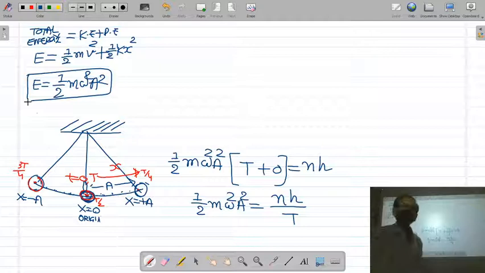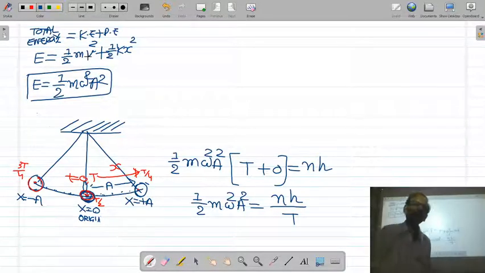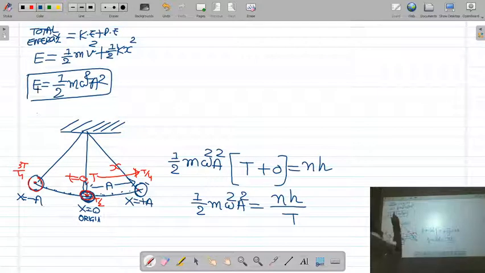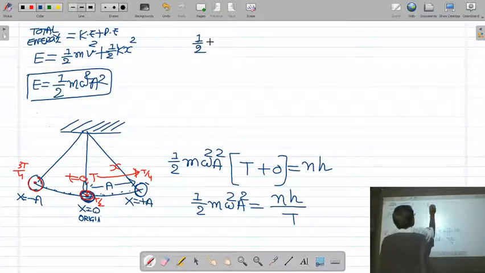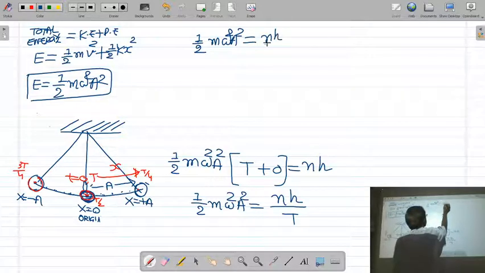So the total energy of the oscillator is the sum of kinetic energy, half mv square, plus potential energy, half kx square. You can do this small homework by substituting the values. The displacement of the oscillator is a sin omega t, so its square will be a square sin square omega t. The velocity is a omega cos omega t, that is dx by dt, so its square will be a square omega square cos square omega t. Then cos square omega t plus sin square omega t is 1. So the total energy of the oscillator comes to 1 by 2 m omega square a square. Here we got 1 by 2 m omega square a square equal to nh upon T.